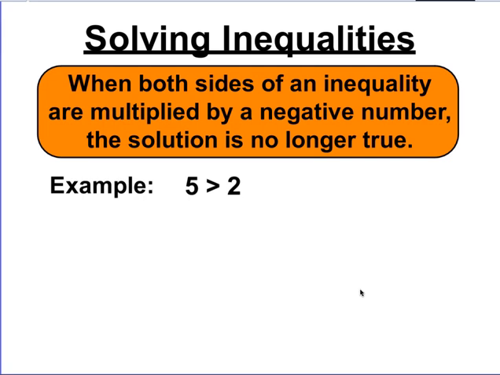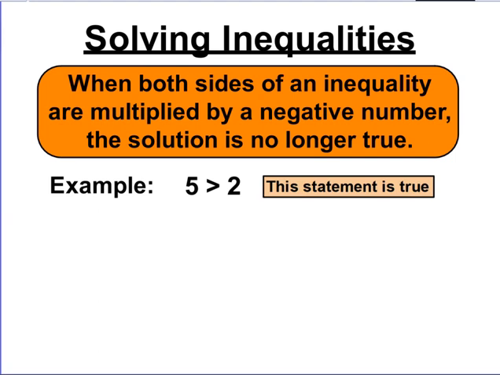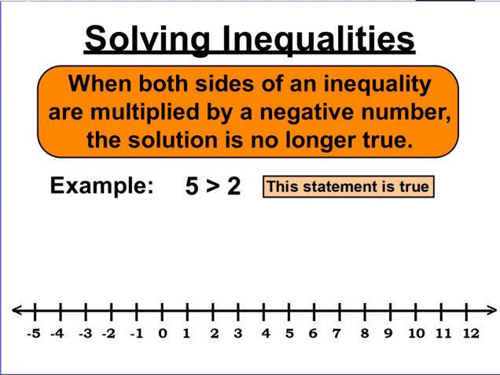So here's an example. We all know that 5 is greater than 2. It's pretty simple for a middle schooler to figure that out. If you use a number line to help you figure that out, you'll see that 5 is to the right of 2 on a number line. Numbers to the right get greater, 5 is greater than 2.